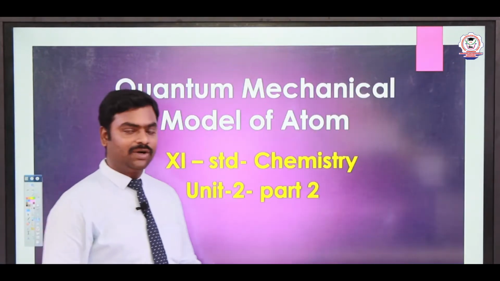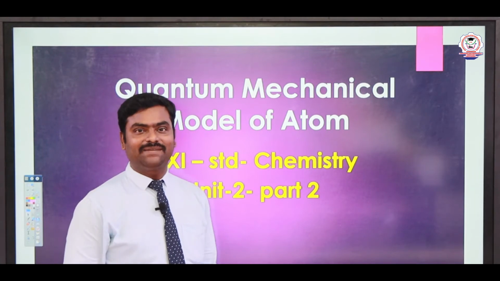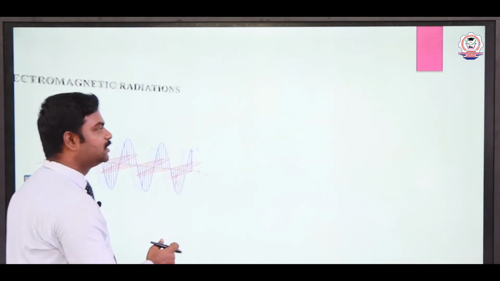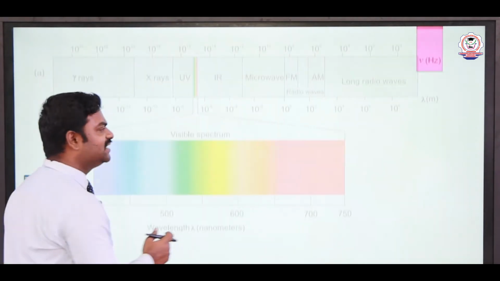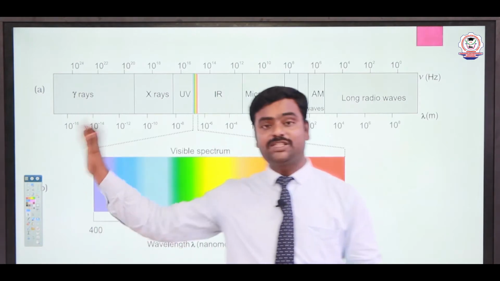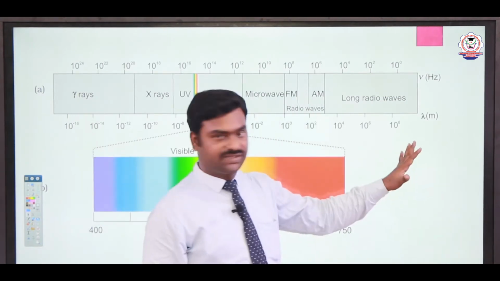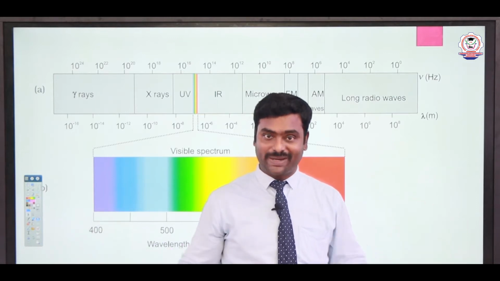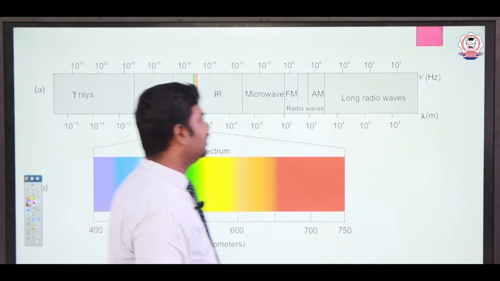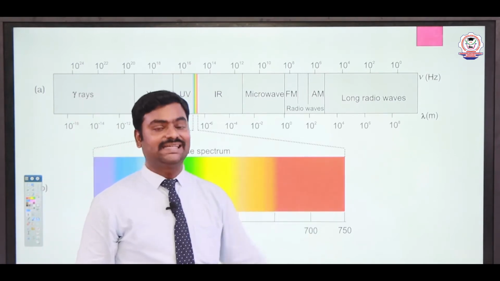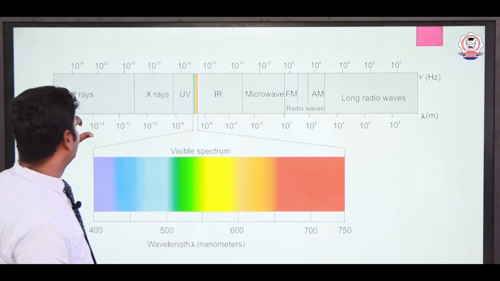We were discussing the second unit, the quantum mechanical model of atom. What about the spectrum? It is a wide range of spectrum, from cosmic rays up to radio waves. These are all called electromagnetic radiation, the electromagnetic spectrum. The highest energy is for cosmic rays. The next one is X-ray, gamma ray.